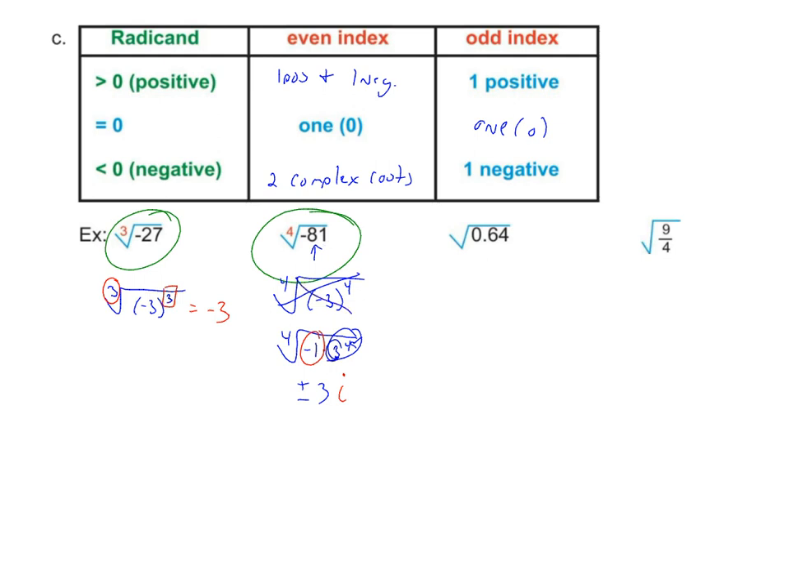A negative 1 times a 3 to the 4th is a negative 81, our radicand, and therefore plus or minus 3i. Okay? You end up with 2 complex roots.